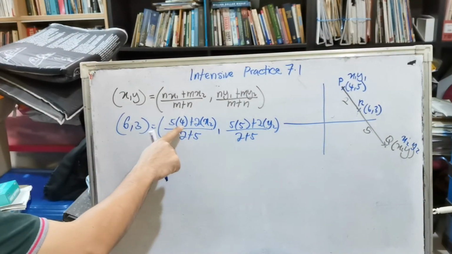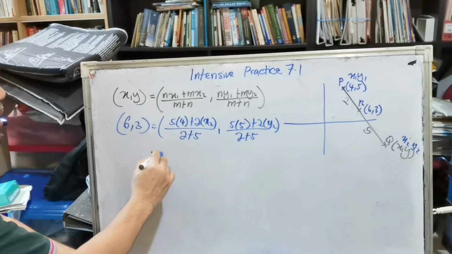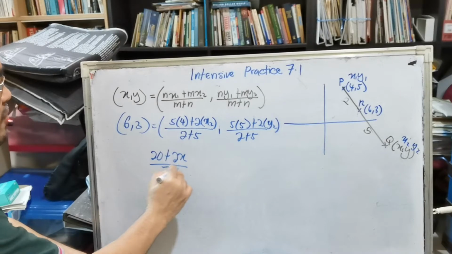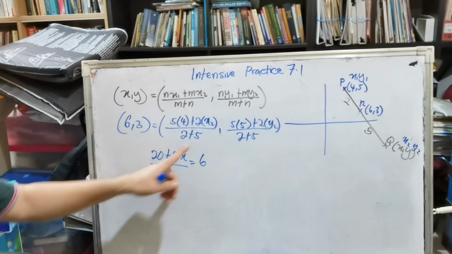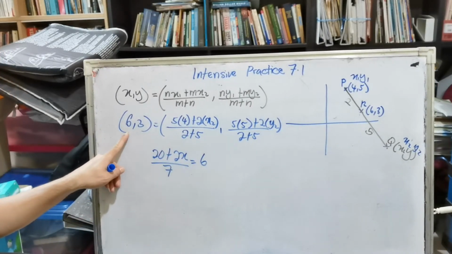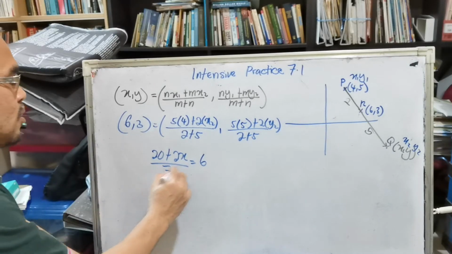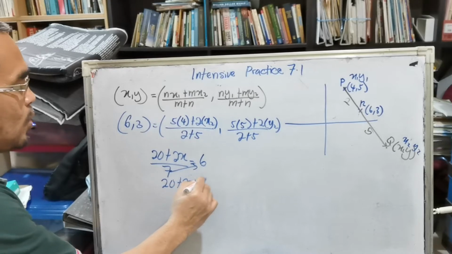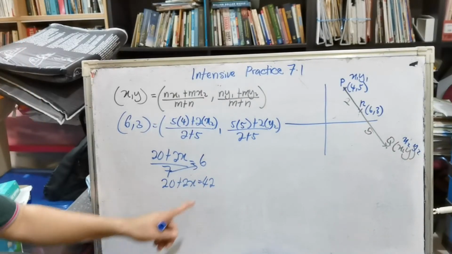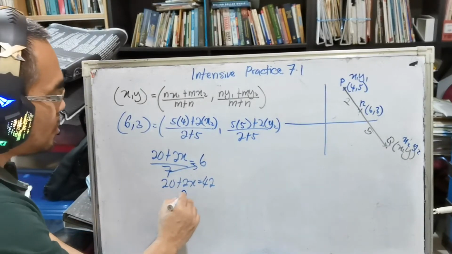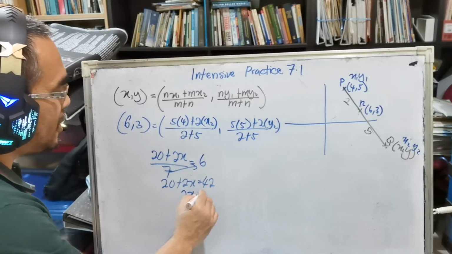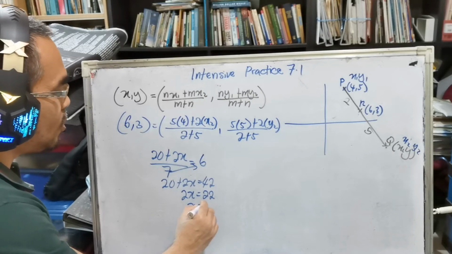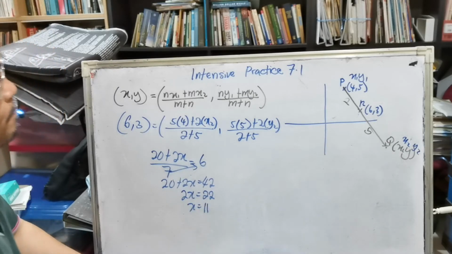So we take the x first. 5 times 4, 20. 20 plus 2x over 7 equals 6. We can solve this by cross multiplying. So we have 20 plus 2x will be 42. And then 42 minus 20, so the value of 2x will be 22. So x will be 22 over 2, which is 11.